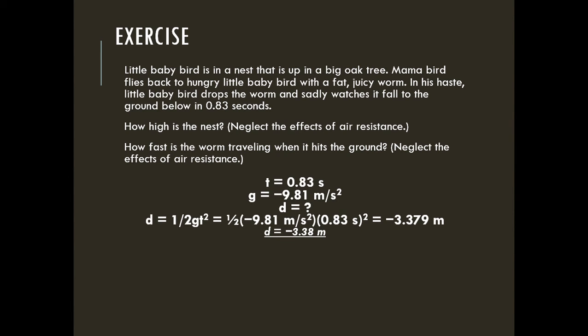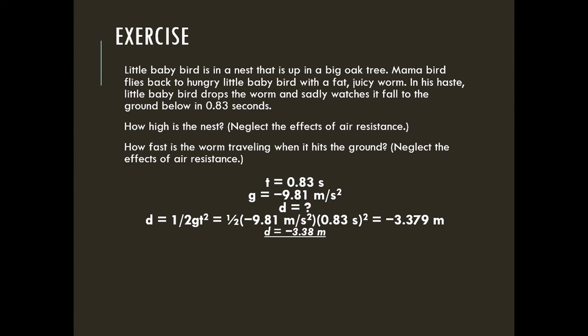Alright, so let's go with the first one. In the first one, they are asking us how high the nest is, or most likely what is the distance that it covered. So let's analyze the givens that we have at first. We have our time, which is 0.83 seconds. We have our gravity, which in this case will be minus 9.81 meters per second squared because it is going down. And if you remember the exercises that we had related to graphs, gravity goes in the y-axis going downwards, which will be negative.